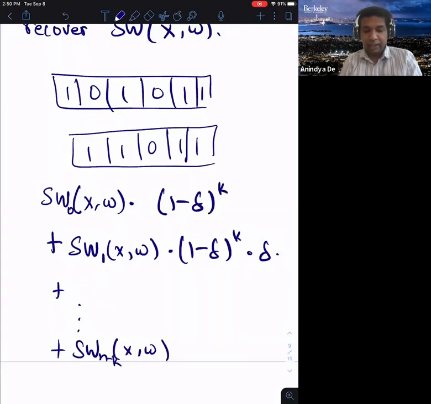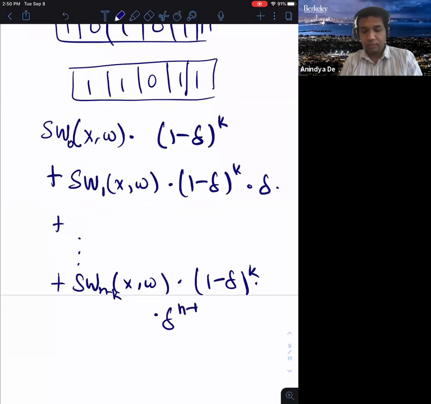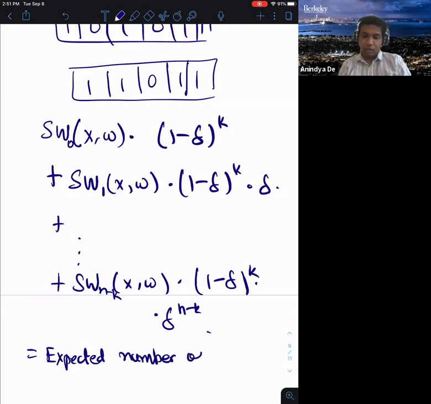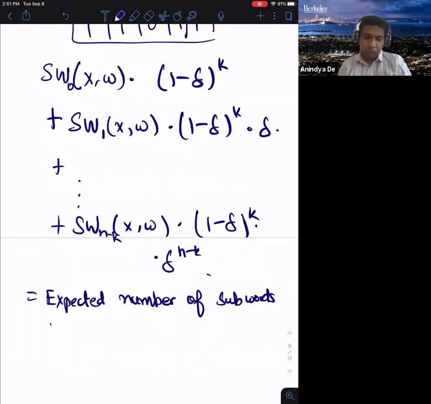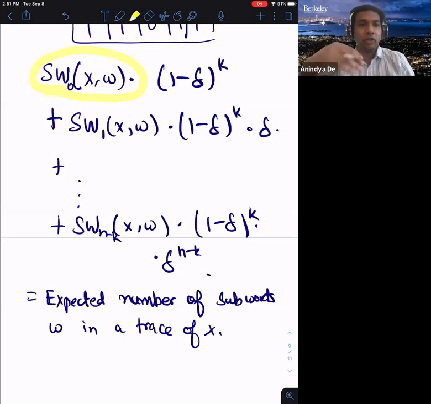I think n minus k, really. This is what you're getting. So this is the expected number of subwords W in a trace of x. And what you're interested in is this quantity. Now this is the expected number, so you may not be able to count this expectation exactly. This is the main issue, that you are not able to count this.